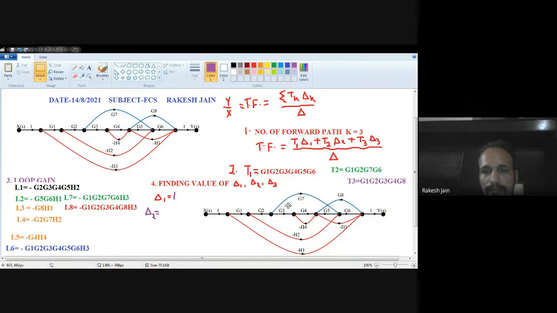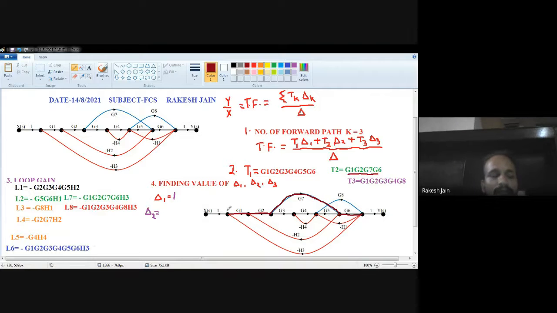Okay, now where is the second forward path? The second forward path is G1, G2, G7, G6. G1, then G2, then G7, and then G6. See very carefully.